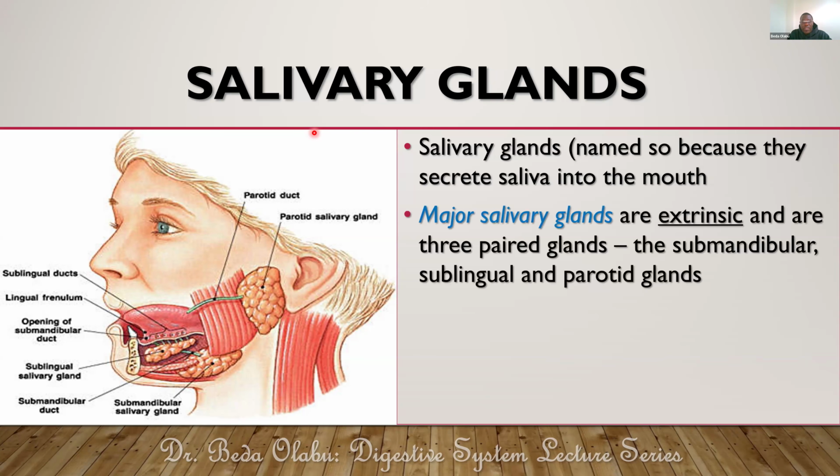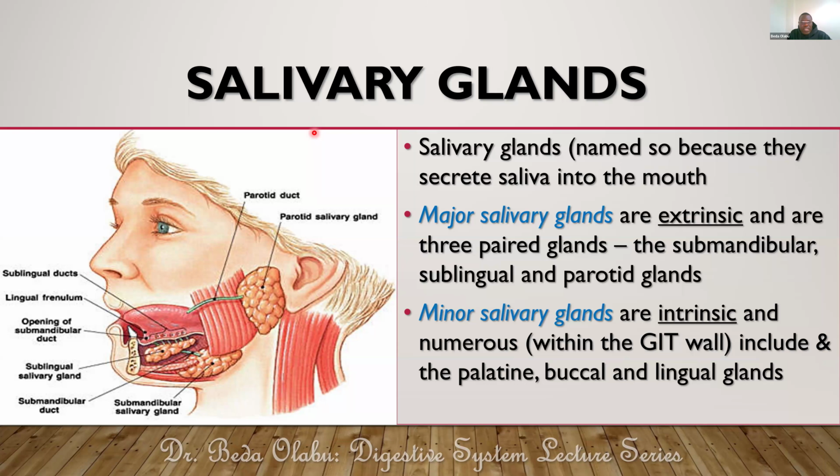There are two types of salivary glands, the major and the minor salivary glands. The major salivary glands are the ones which qualify to be called extrinsic glands, and these are the ones we want to look at. They are paired glands. We have the submandibular, sublingual, and parotid salivary glands. So these are the ones we're going to look at in this class. And we've already done the gross anatomy of the same, so this lecture will just focus on their histology.